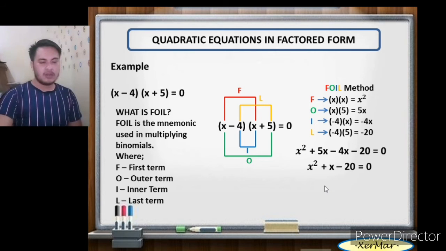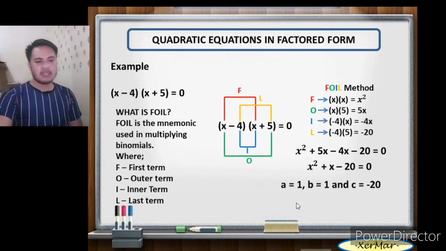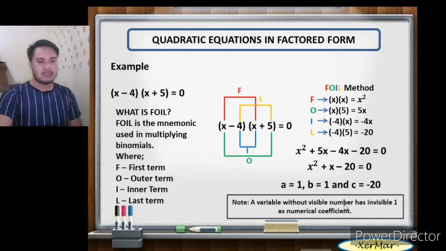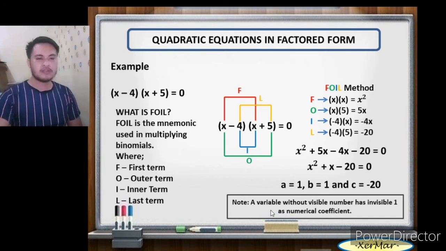Okay? So what would be the values of A, B, and C? So A is 1, B is 1, and C equals negative 20. Note, a variable without a visible number has an invisible 1 as numerical coefficient. Okay? So let us proceed.